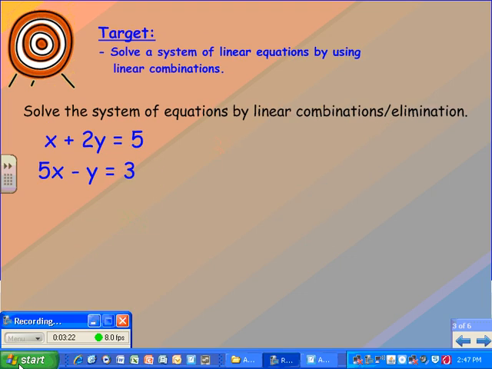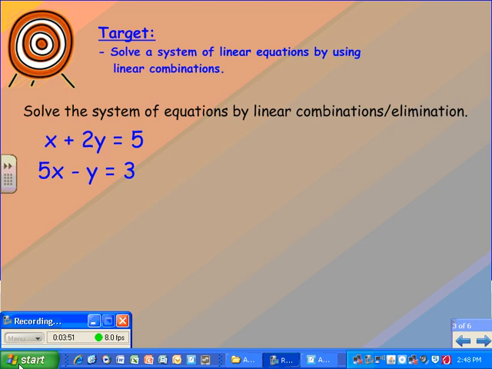In our next system of equations, x plus 2y equals 5, and 5x minus y equals 3. Again, our columns are all lined up, but we don't have any opposites in either our x's or our y's. So we have to choose which variable we want to eliminate and which one would be the easiest to eliminate. In this particular system of equations, it's going to be just as easy to eliminate the x's as it is to eliminate the y's. So I'm going to choose this time to eliminate my x's.